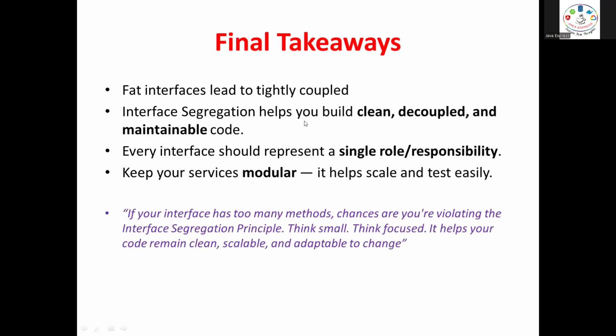So the final conclusion comes to the picture. Fat interfaces lead to tight coupling. Interface segregation helps to build clean, decoupled, and maintainable code. Each interface should represent a single responsibility, and your services become modular, which helps us test and scale the application. If your interface has too many methods, you are violating this principle. Think small, think focused. It helps your code be clean. This is your fourth principle, the interface segregation principle, guys.